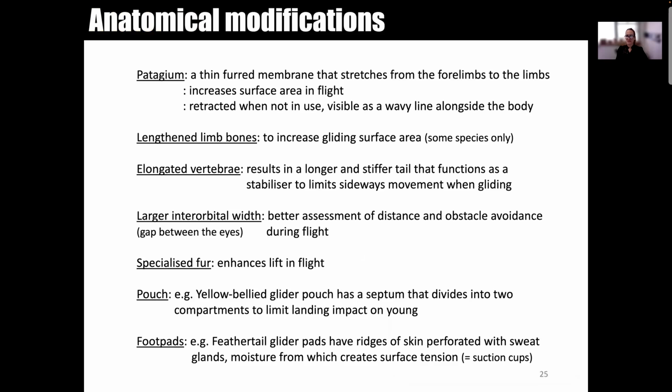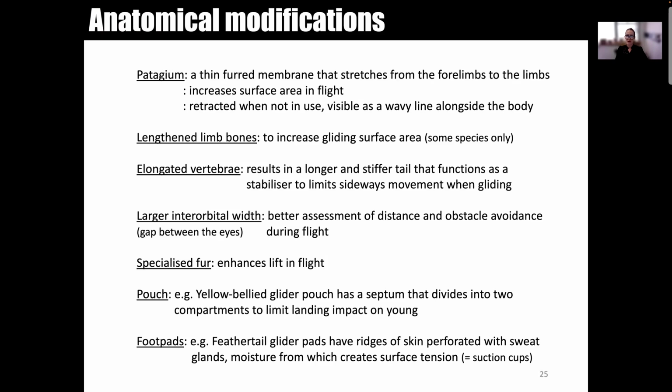So gliders have distinctive external characteristics that are adaptations for gliding. As we mentioned, there is the patagium. So this is a thin furred membrane that stretches from the forelimbs to the hind limbs, and it increases surface area in flight. When it's not in use, it's retracted and can be visible as a wavy line alongside the body. So gliders tend to have lengthened limb bones to increase gliding surface area. This is in some species, not all.